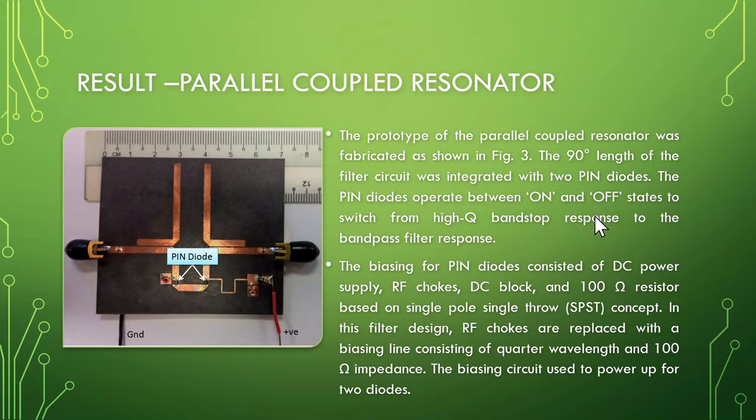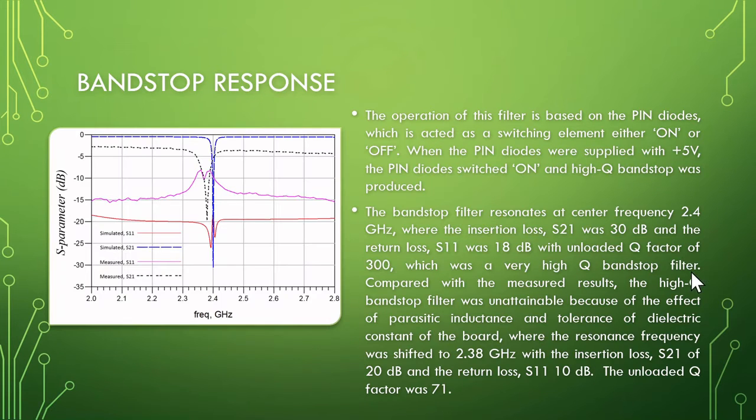This is the first design, the implementation of the parallel coupled resonator. As you can see, this filter has a pin diode here and the biasing line here. This is the biasing line, and this is the bias for the pin diode to activate it. This is the response of the bandstop filter.